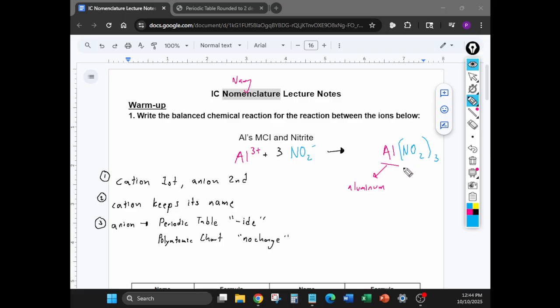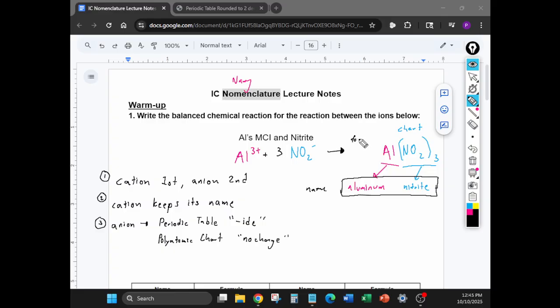The second part of the name is nitrite, and if you remember, we got it from the chart down here. Since nitrite came from the chart, we do not change the name. There's no change in the name. So the second part of the name is just nitrite, and that's it. The name of our ionic compound is aluminum nitrite. Easy peasy.